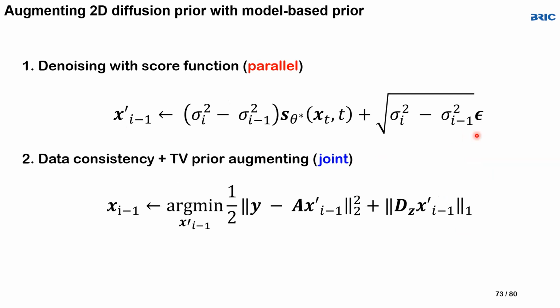Hence, in the second step, we aggregate the slices to form the volume and minimize the following subproblem, which imposes both the data consistency and the TV prior in the Z direction. The optimization can be performed effectively with, for example, ADMM or FISTA, the usual compressed sensing algorithms that people used when we were dealing with model-based iterative reconstructions.